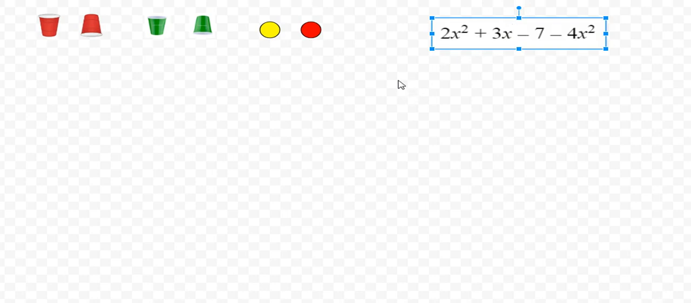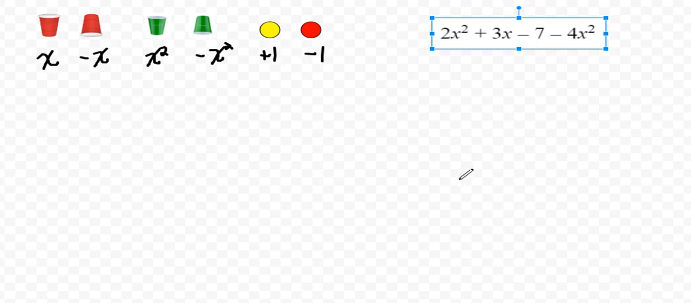So let's go ahead and designate some stuff here. Keeping with our tradition, we're going to say that the red cup up is x. This can be negative x. I'm going to call our green cup this time x squared, and our green cup down, negative x squared. And of course, yellow chip plus 1, red chip minus 1.